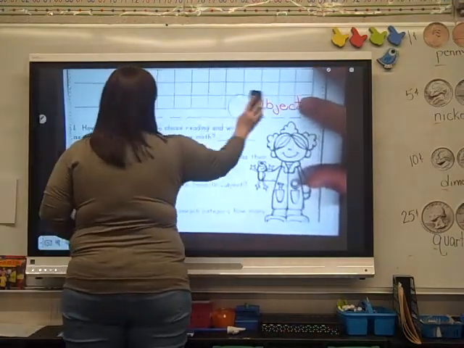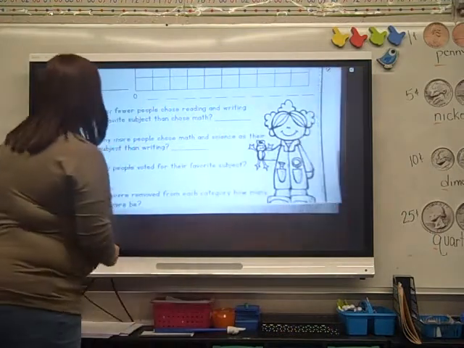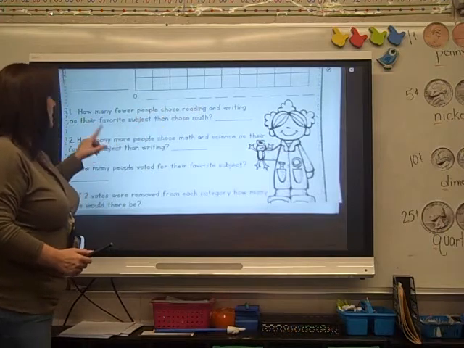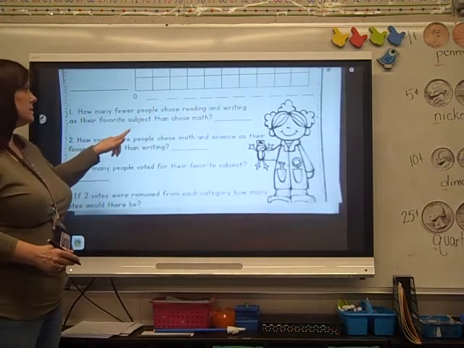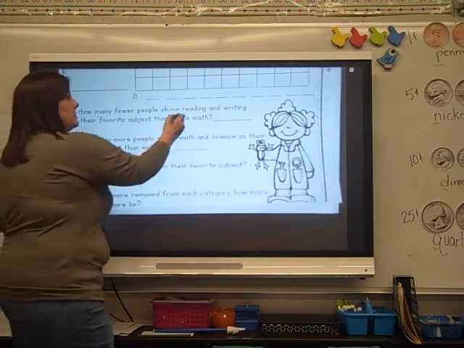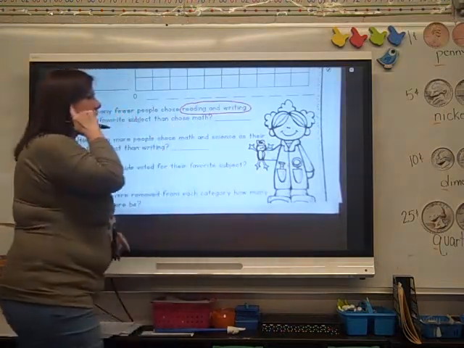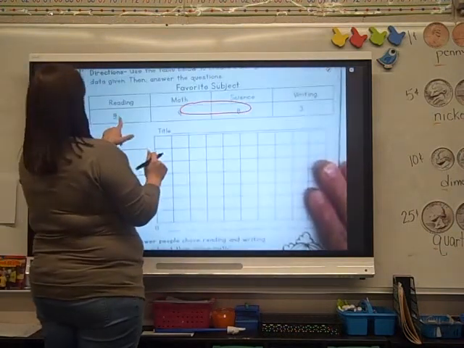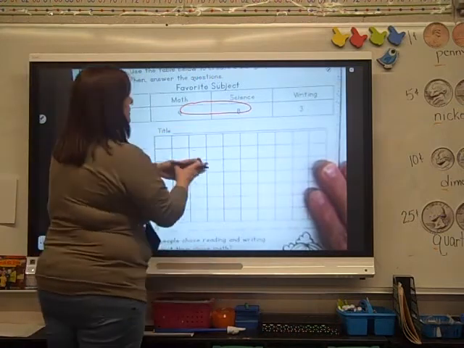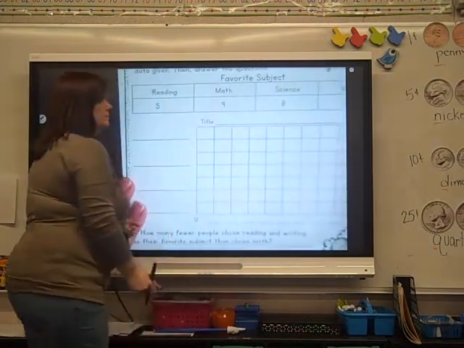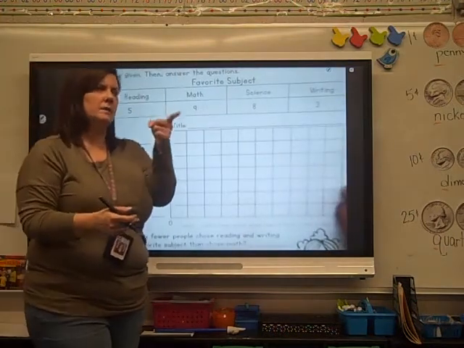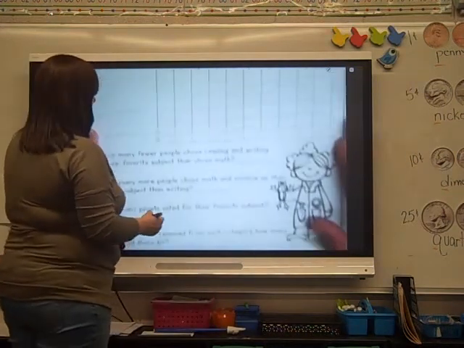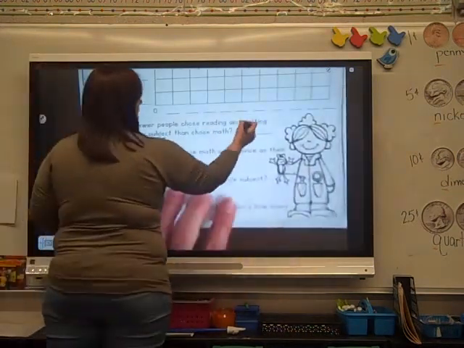All right, some of these questions are tough, guys, but I'm going to talk you through them, all right? Now, it says, how many fewer people chose reading and writing as their favorite subject than chose math? Well, the first thing we have to do is reading and writing. So how many votes did reading get? Is it 5? Look, yep, reading got 5 votes and writing got 3. So what is 3 plus 5? 3 plus 5. 5, 6, 7, 8. So reading and writing together got 8 votes.